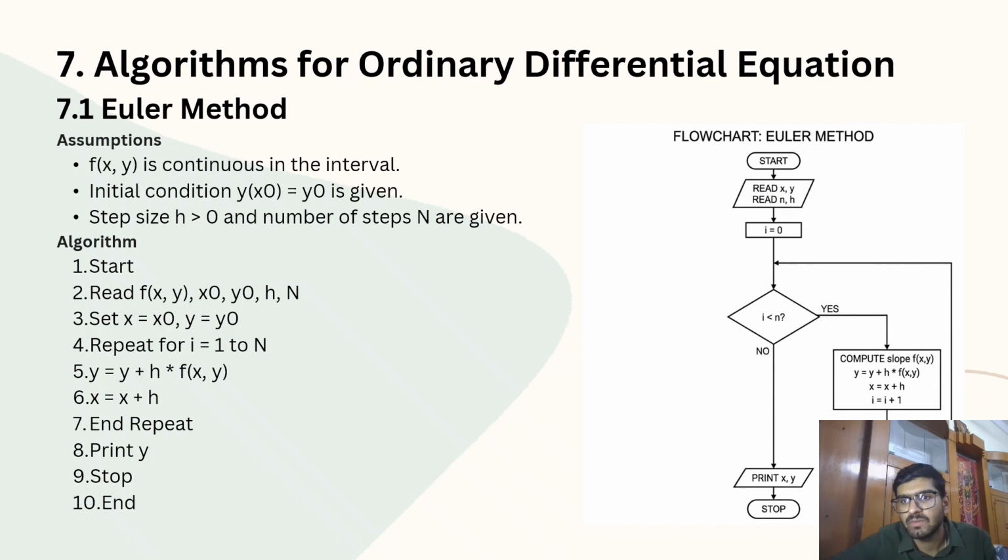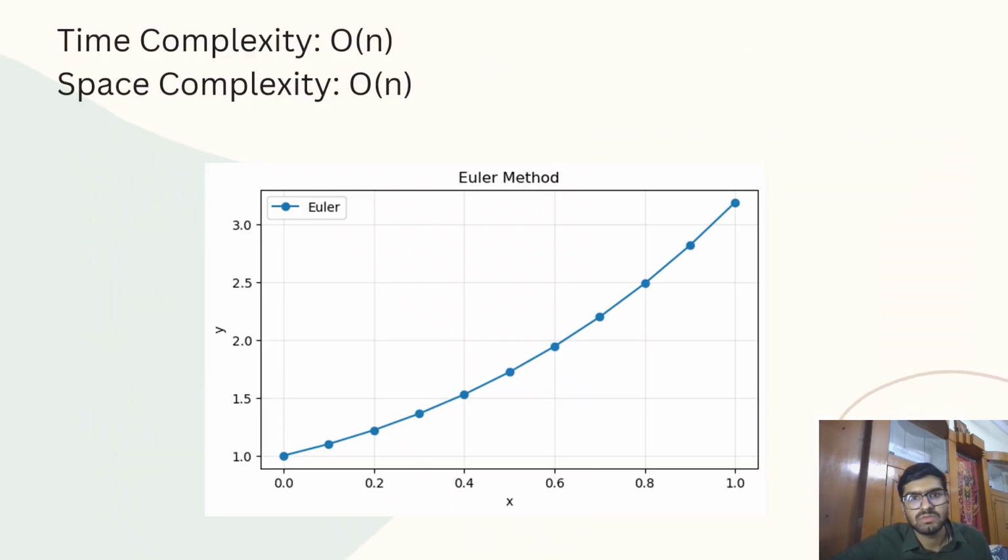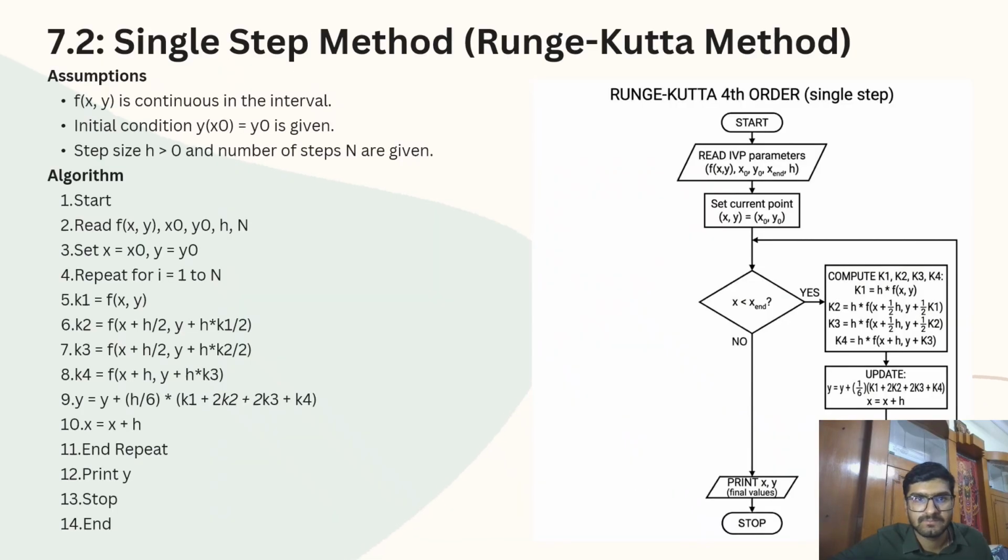Now you can see properly all the steps in the flowchart for the Euler method. The time complexity and the space complexity for the Euler method is big O of n, and the geometrical interpretation, you can see how the values change in the Euler method.